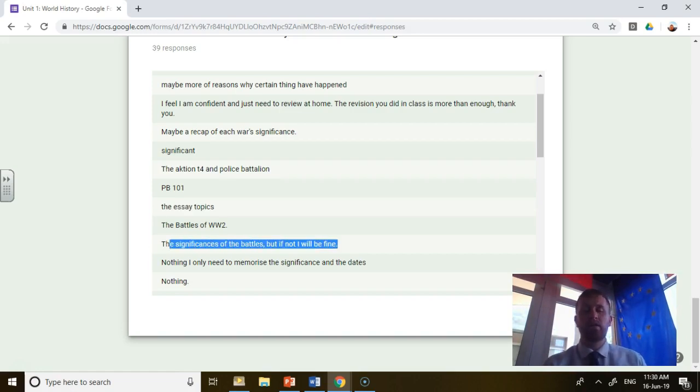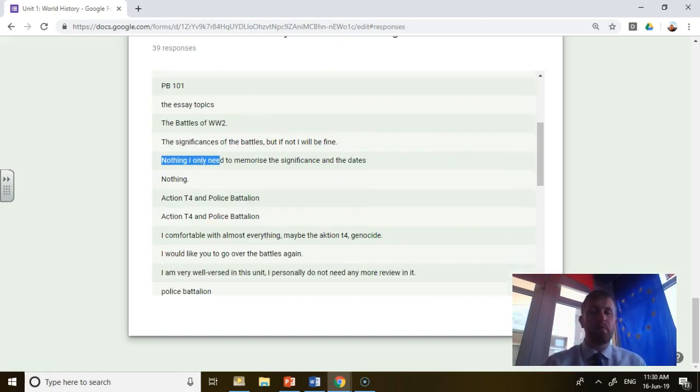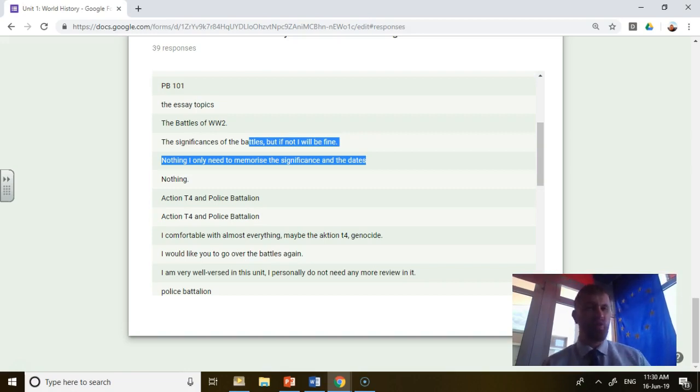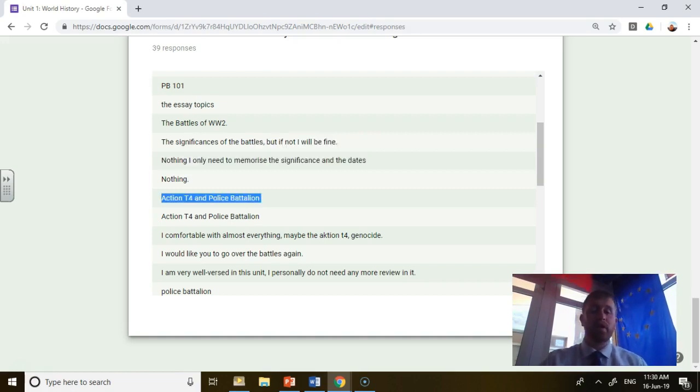Significance of the battles, again, talked about this one already. Memorize significance and dates. Don't really worry about dates, just simply know roughly when stuff happened, okay? 1939 to 1945. You're going to be good to know on that one. Know towards the beginning of the war, the end of the war. You don't need to memorize exact dates, okay? Significance of the battles you need to know, though, as I already talked about. Again, explain these ones right through here.